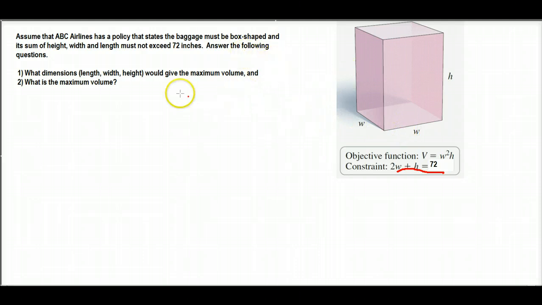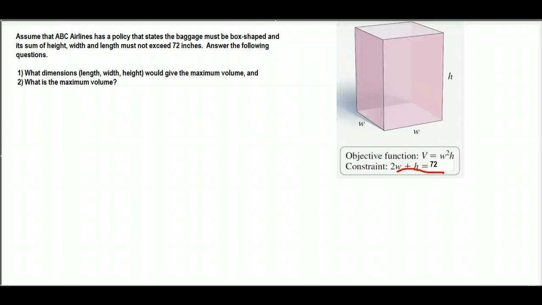So looking at this question here, with the constraint that all three sides must total 72 inches, we want to find out the following. First, what dimensions, length, width, and height would give the max volume? And what is the max volume? So again, this will be another type of optimization problem. Okay.